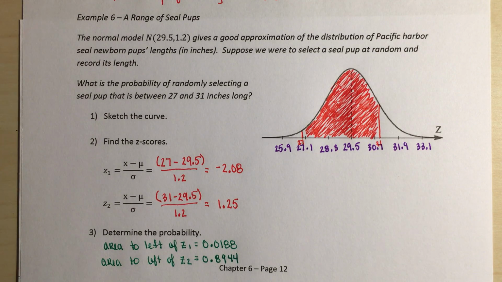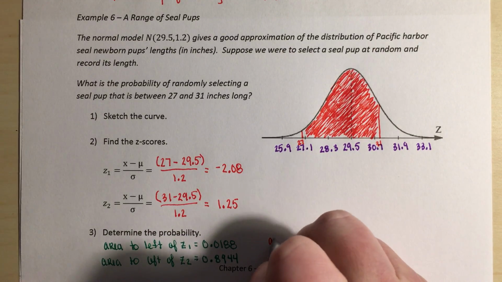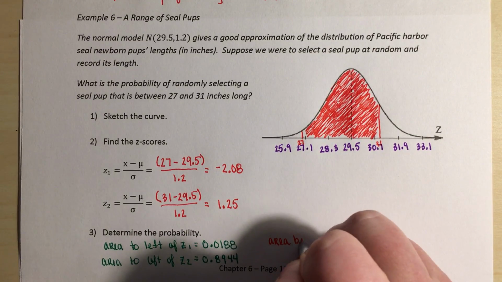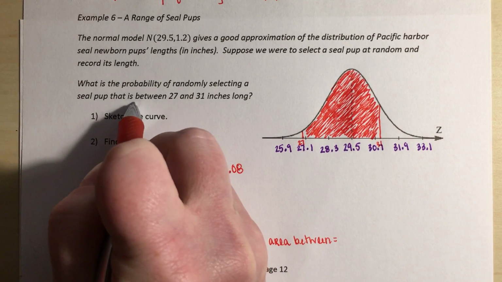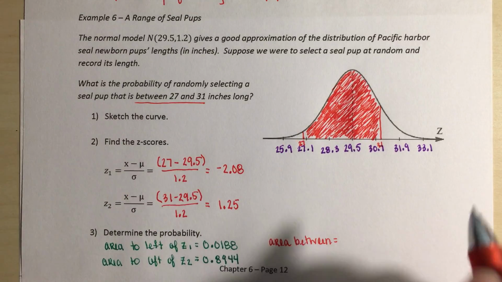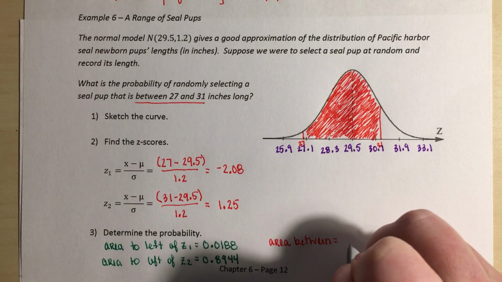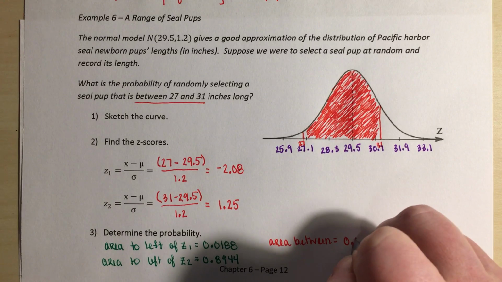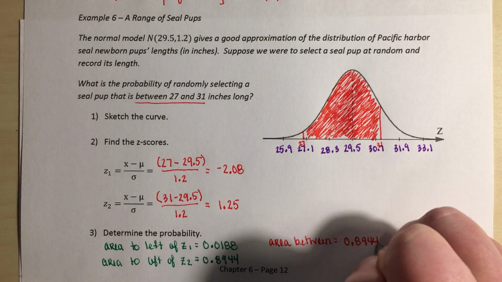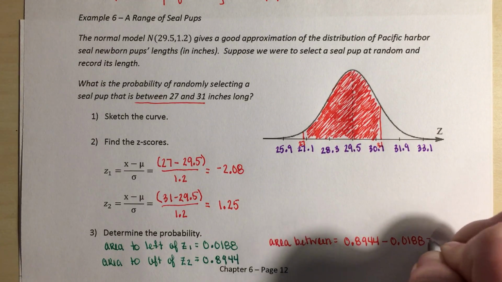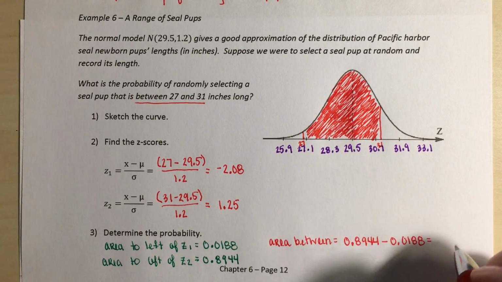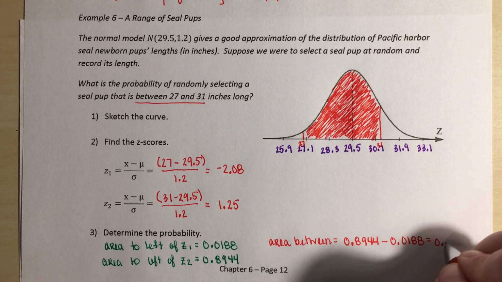All right, area between. Remember, we need to subtract. So area between, we subtract our z-score areas, 0.8944 minus 0.0188, which is 0.8756.